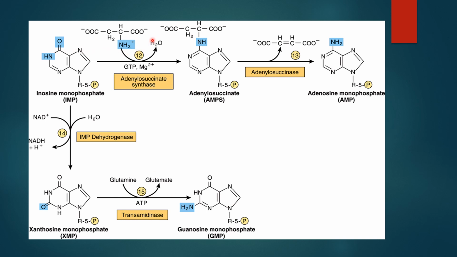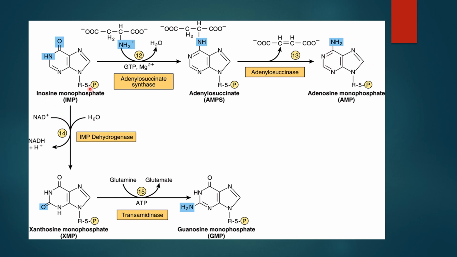The amino acid aspartate combines with inosine monophosphate to yield adenylosuccinate, which is catalyzed by the enzyme adenylosuccinate synthetase. Here energy is utilized, as GTP is converted to GDP plus inorganic phosphate. Then the enzyme adenylosuccinate lyase cleaves off the fumarate from the adenylosuccinate and retains only the amino group, leading to the formation of adenosine monophosphate.